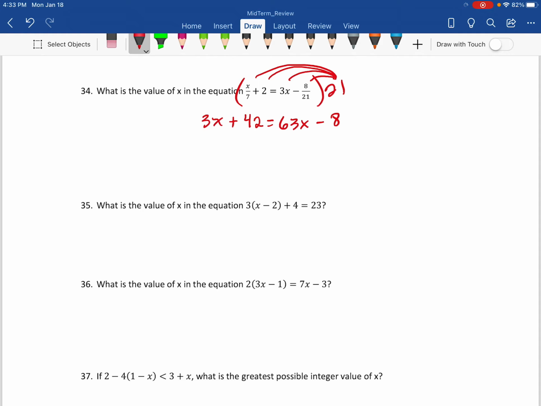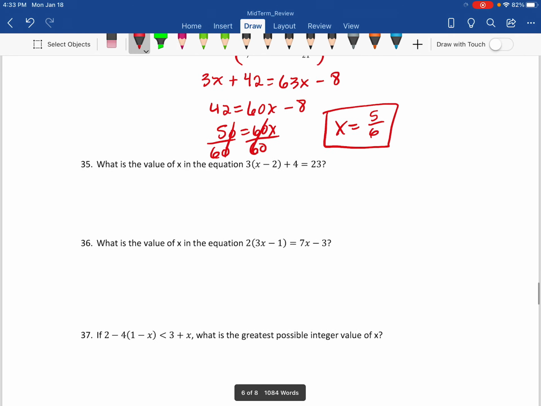I'm going to combine like terms. I'm going to subtract the 3x. So 42 is equal to 60x minus 8. We're going to add 42 plus 8. It's going to give me 50 is equal to 60x. The zeros are going to cancel each other out. I'm going to divide by 60. As you can see, that cancels the zeros there. So x is going to be equal to 5/6.